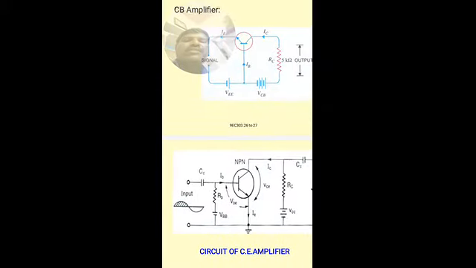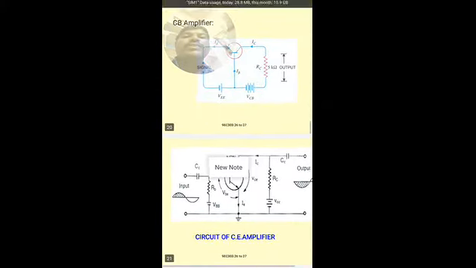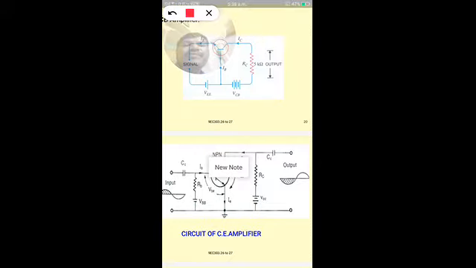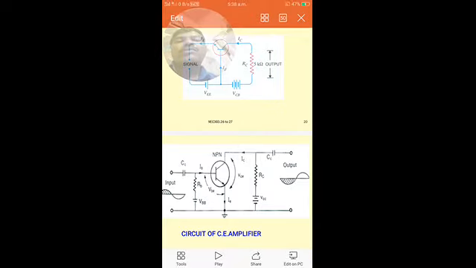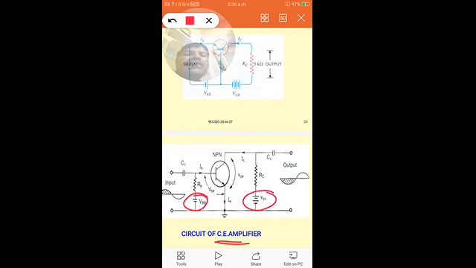So this is the circuit of the common emitter amplifier. We have two biasing voltages, VBB and VCC, to fix this NPN transistor in the active region. So how is this NPN transistor in the active region?